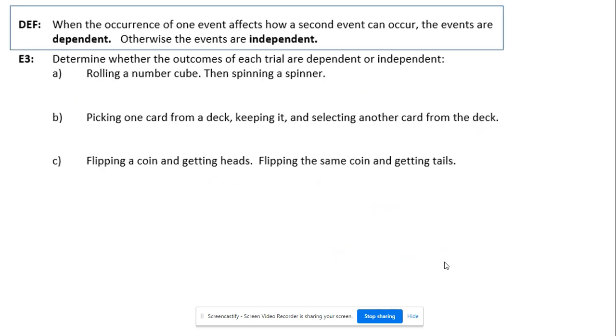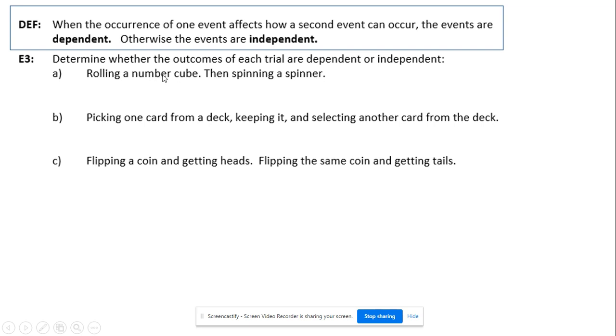Okay, the other little piece of the lesson we need to have before we can start the main bulk part of our multiplying is this. When the occurrence of one event affects how a second event can occur, the events are dependent. Otherwise, the events are independent. So determine whether the outcome of each trial is dependent or independent.